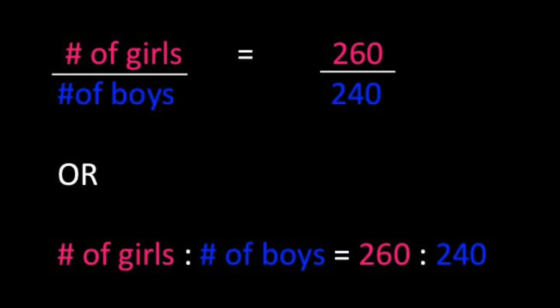So here we have both forms of the ratio that we just made. The first one on the top is the number of girls over the number of boys, and it's important you're putting the correct number in the correct spot. So we had 260 girls and 240 boys. So we have the 260 over the 240. The second way is the number of girls colon the number of boys, and that equals 260 colon 240. Did you get this correct in your math journal?